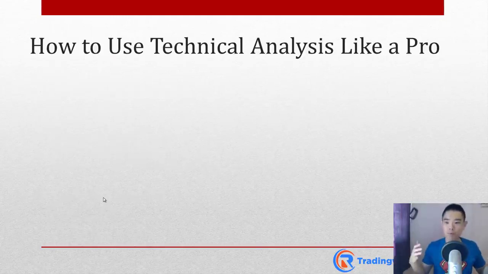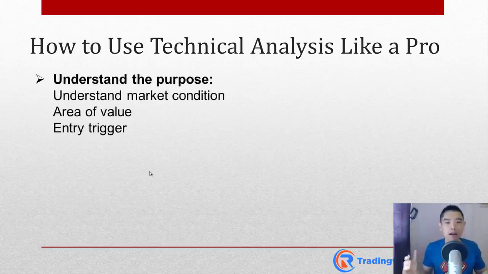So now, at this point in time, we have covered a lot in the last 33 minutes. We talked about chart patterns, candlestick patterns, indicators, and even drawing tools. So how do you actually combine these different types of technical analysis to formulate trading strategies? How do you do that? This is what this section is all about. Firstly, understand the purpose of your technical analysis, whether you're trying to define the market condition, whether you're trying to define an area of value, or whether you're using it as an entry trigger. You have to know the purpose of your technical analysis. And that is something that we covered extensively over the last half hour.